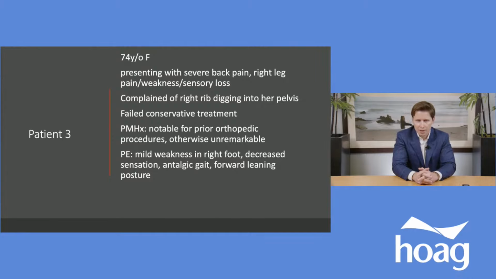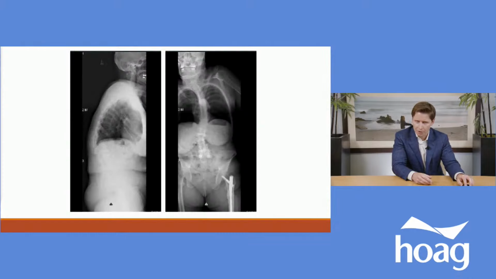The next patient was a 74-year-old female presenting with severe back pain, right leg pain, weakness, and sensory loss. She complained of her right ribs digging into her pelvis. She had failed extensive conservative treatment. Her past medical history was notable for prior orthopedic procedures, however otherwise unremarkable. On her physical exam, she had mild weakness in her right foot, decreased sensation. She walked with a bit of a limp and a forward-leaning posture.